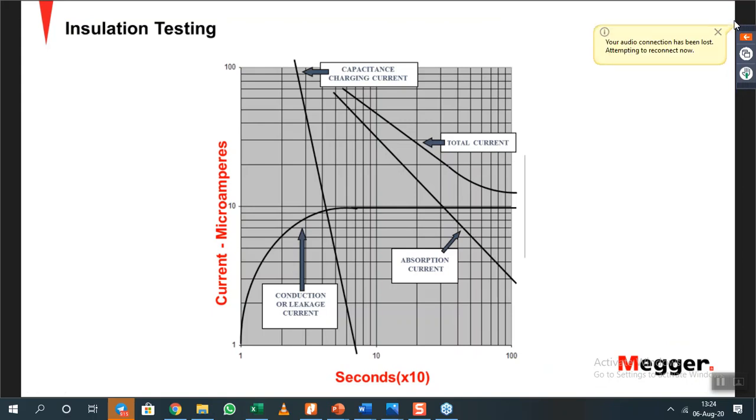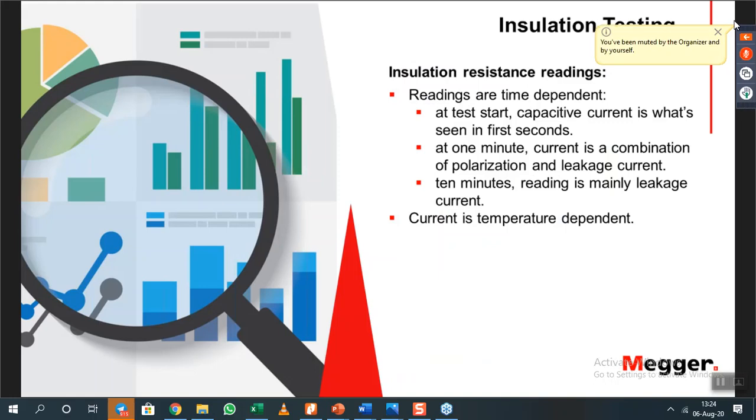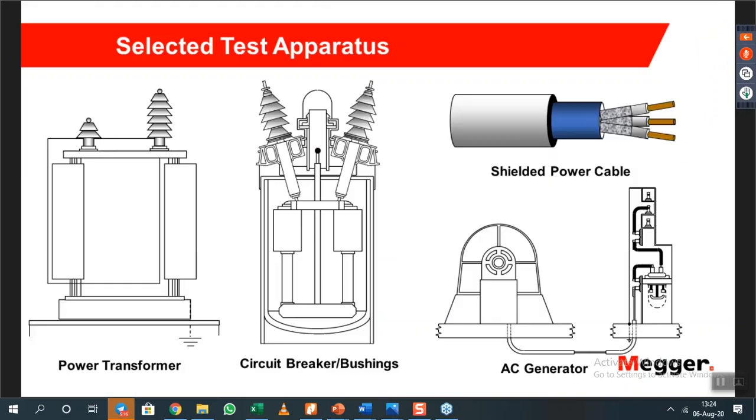So for insulation resistance readings, please take note that readings are time dependent. When you start the test, you have the capacitive current in the first second. Then current is a combination of polarization and leakage current. And after 10 minutes, the reading is mainly leakage current. Please take note also that current is temperature dependent.